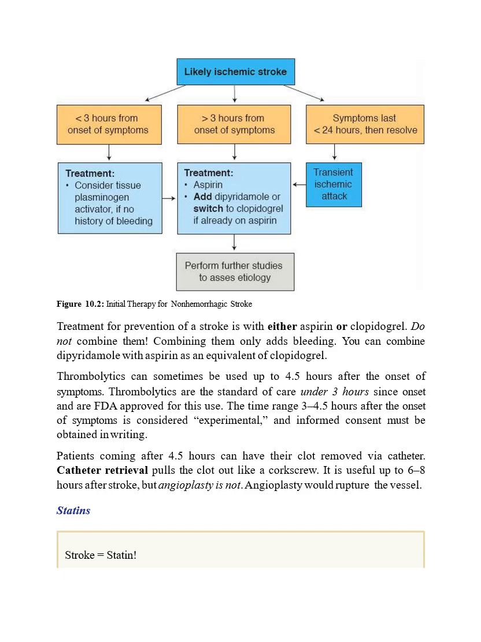And number 3, if the symptoms are less than 24 hours, then resolve, this is so-called transient ischemic attack. The treatment for prevention of stroke is either aspirin or clopidogrel. Do not combine them, as combining them only adds bleeding. You can combine dipyridamole with aspirin as an equivalent of clopidogrel. Thrombolytics can sometimes be used up to 4.5 hours after the onset of symptoms. Thrombolytics are the standard of care.